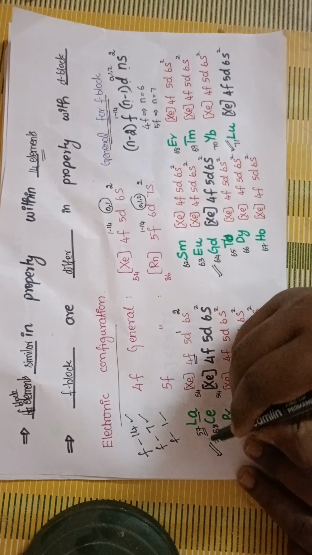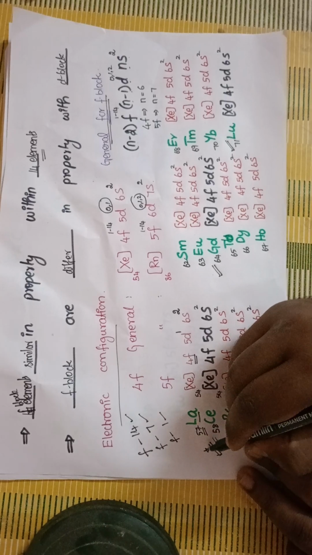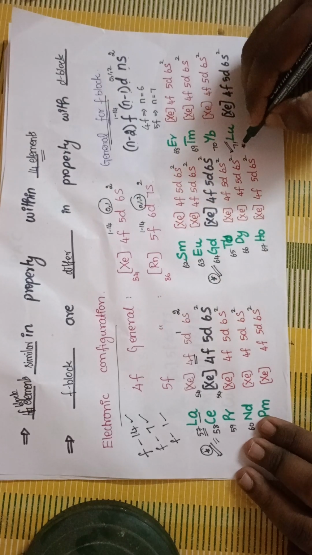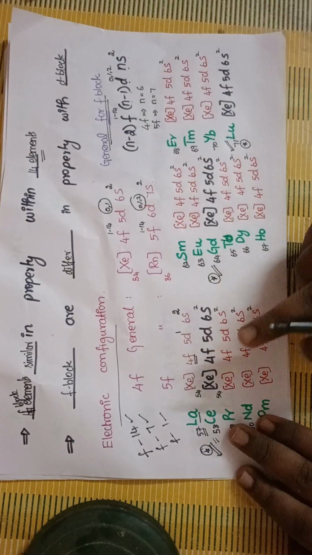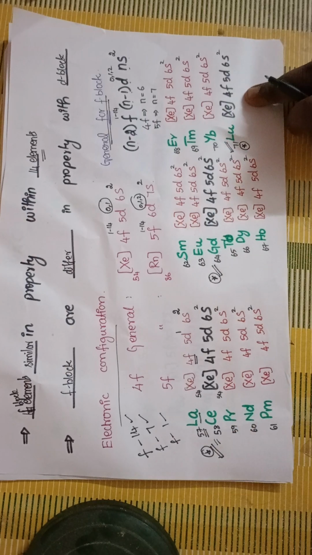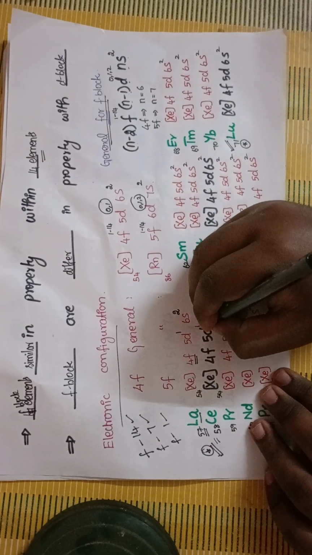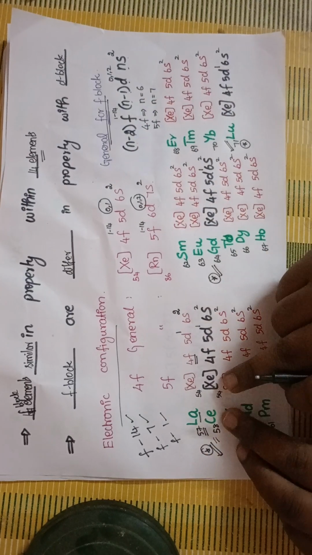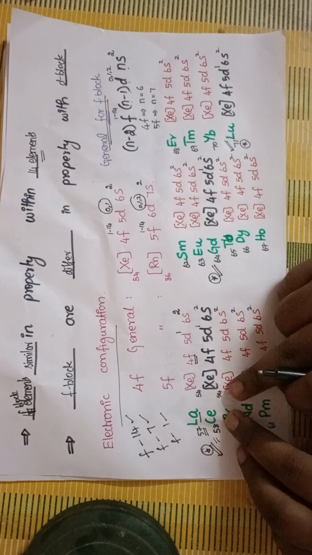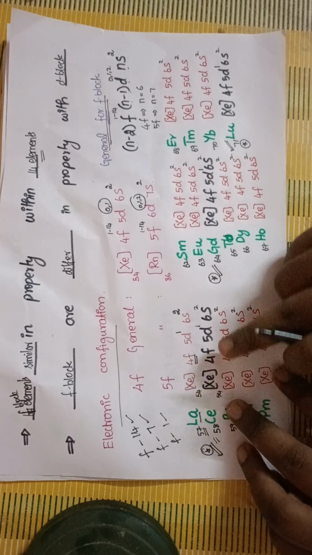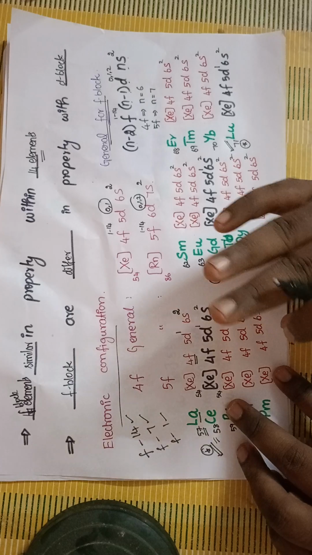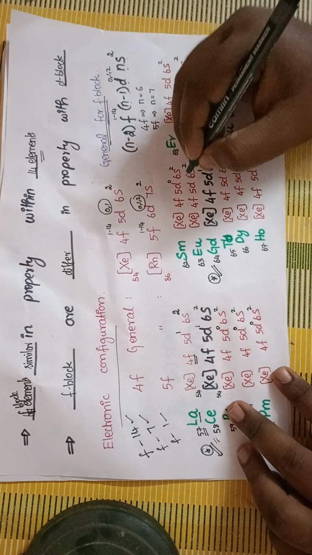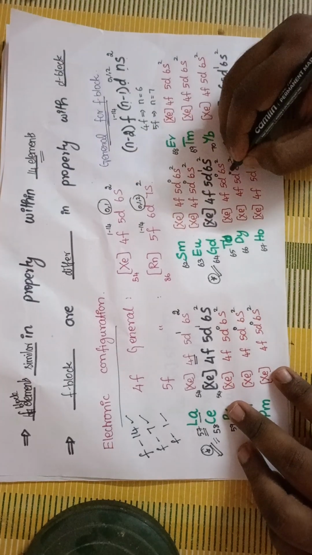So the first element, cerium, the 7th element, gadolinium, and the last element, lutetium, the 14th element. Only these 3 elements have 1 electron in D. 1, 1, 1. Now see, cerium contains 58, which indicates only these 3 elements have an electron in the D subshell. Other elements are all 0. There is no electron in the D subshell of other elements.